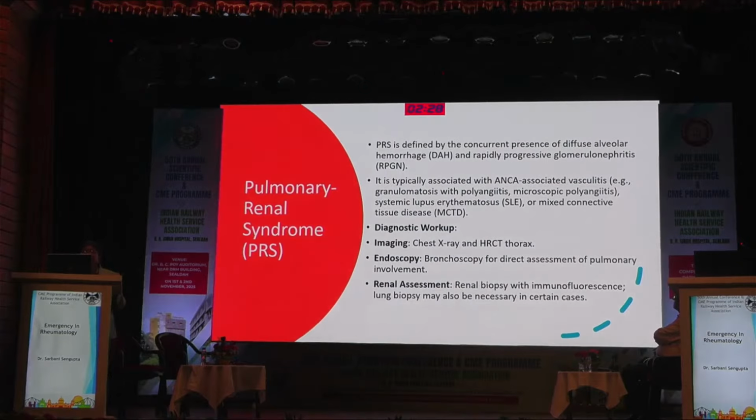Now, when this pulmonary involvement is combined with rapidly progressive glomerulonephritis, it is called pulmonary renal syndrome. This is a unique situation which needs immediate attention and life-saving measures like ventilation or renal replacement therapy like dialysis.